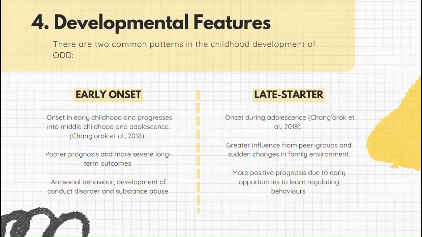The late starter pathway actually comes on during adolescence, and this is more influence from the peer environment and a new setting. So this results in a better prognosis in the future due to previous experience in adjusting to one's environment and a later start of disruptive behaviors.